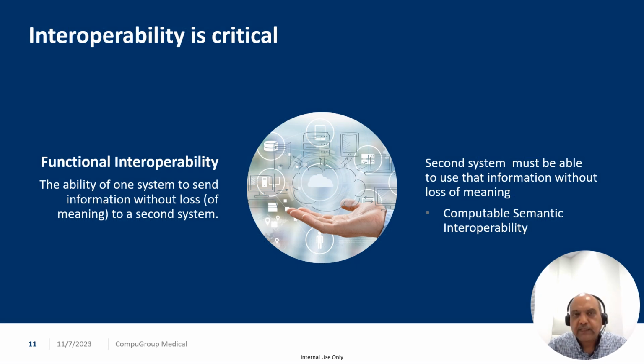One of the key aspects of electronic health records is interoperability, and it's critical. So let me describe to you what we mean by interoperability. Functional interoperability is the ability of one system to send information without loss of meaning to a second system, and for that second system to be able to use that information without loss of meaning. And this is what we call computable semantic interoperability, and it's vital in healthcare.